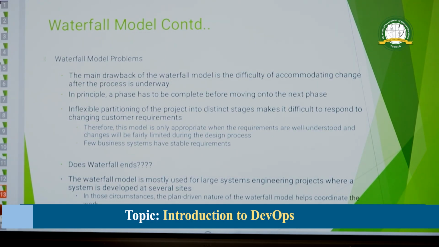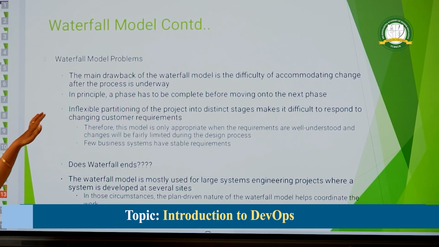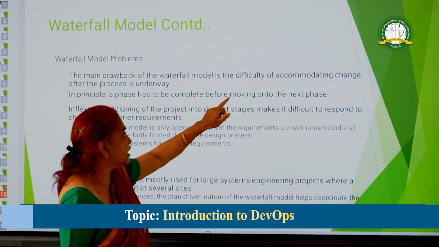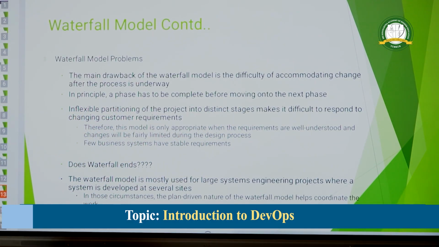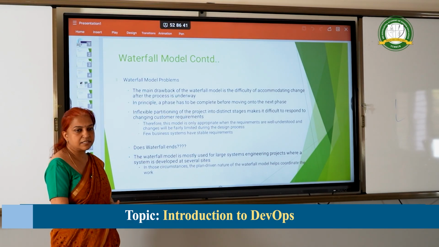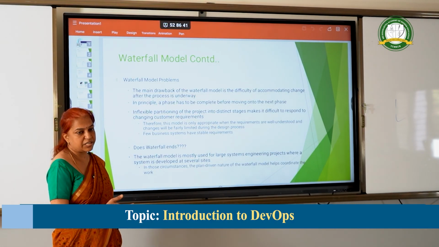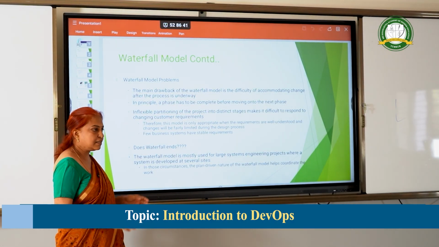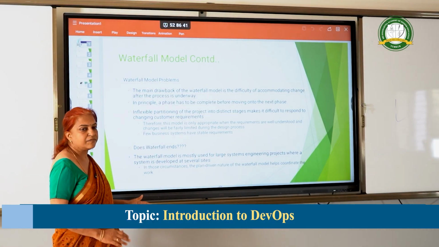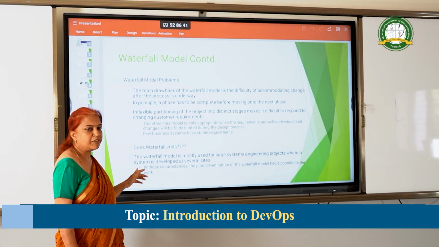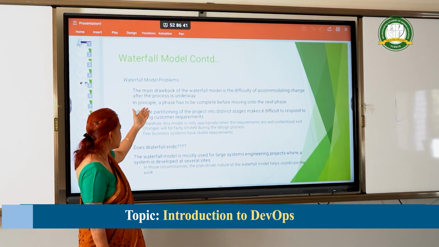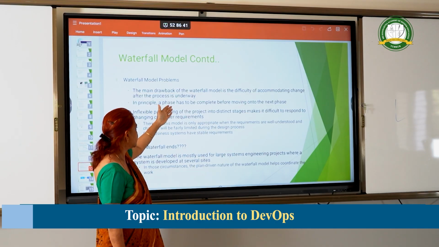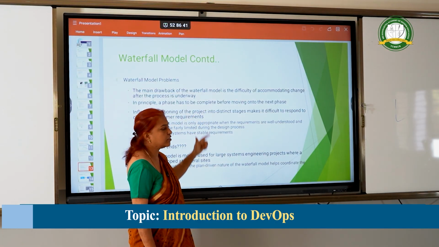Next, what are the drawbacks of the waterfall model? The main drawback is the difficulty of accommodating changes after the process is underway. If the requirement process is wrong, then the overall project will be wrong. So it is a phase we cannot go back to. For that reason, this is the main reason we will not use it in software.